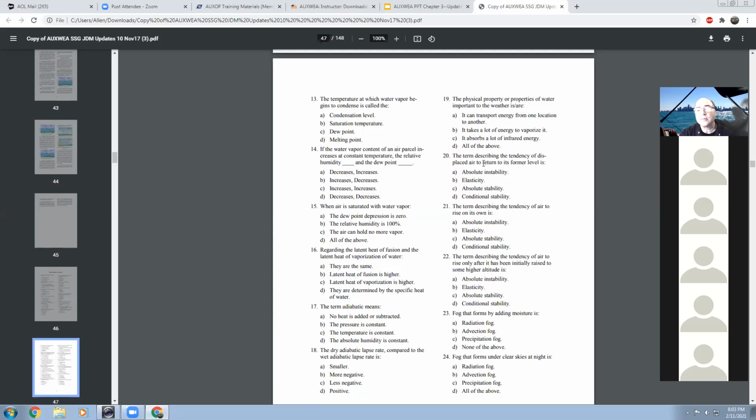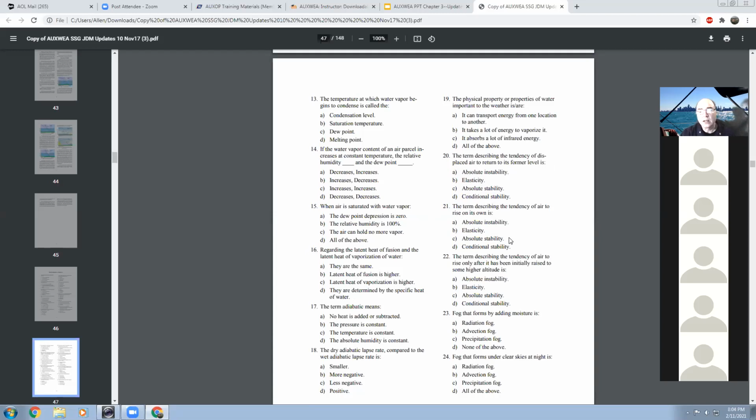Don Broughton, are you here? Number 20, the term describing the tendency of displaced air to return to its former level is? Absolute stability? Stable, very good. Next one is for Deb. 21, the term describing the tendency of air to rise on its own is? You there, Deb? Sorry about that, it was muted. A, absolute instability. Yeah, it's not stable at all.